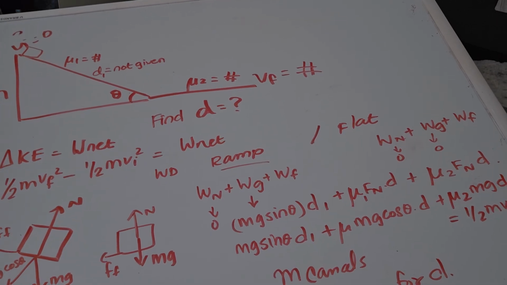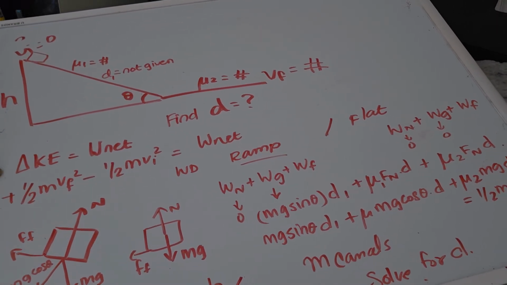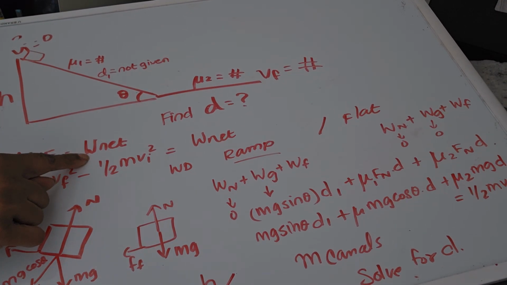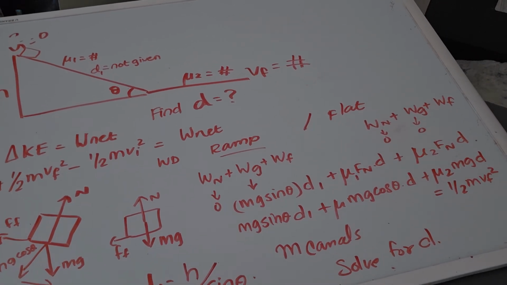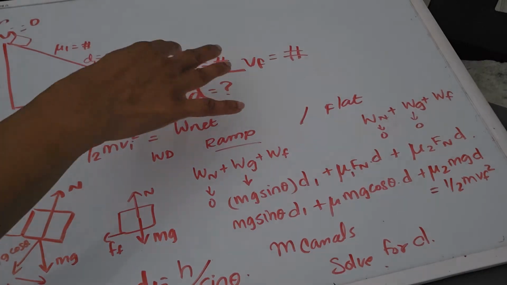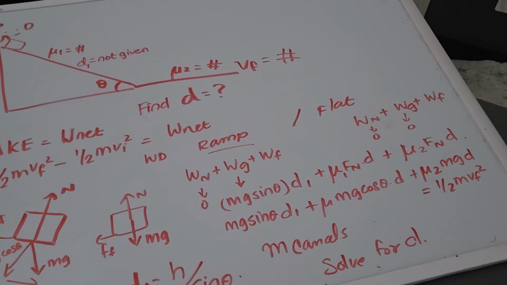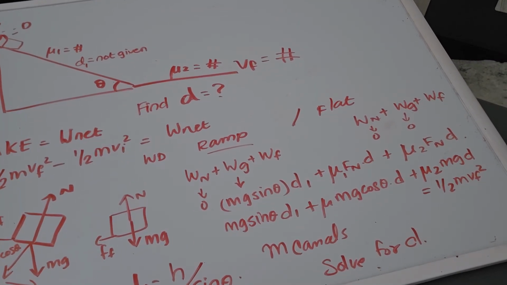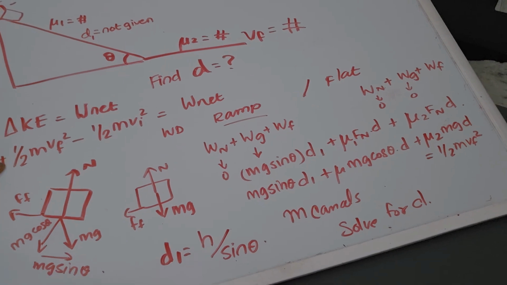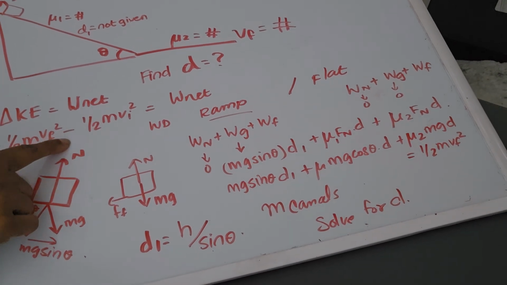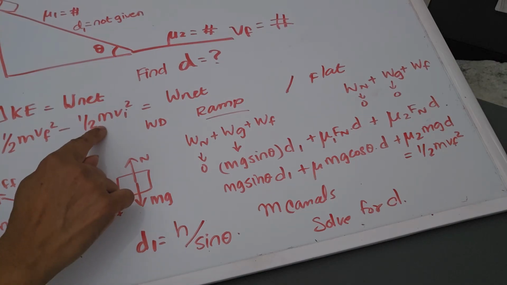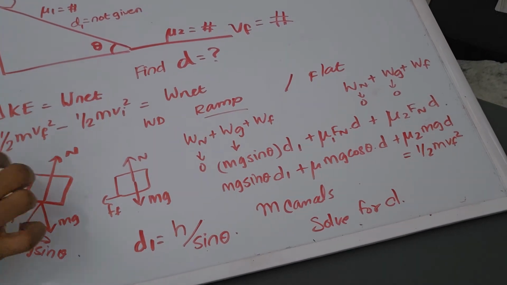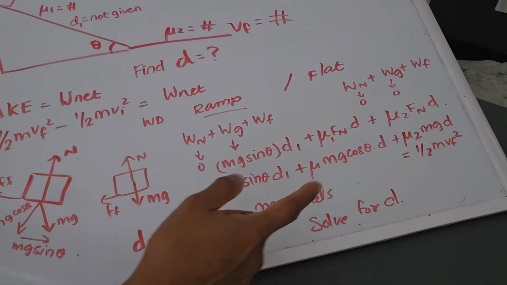So first, the work energy theorem states that the change in kinetic energy is equal to the total work done. We need to take into account all forces that contribute to work done for each of the ramp and the flat surface, and sum them to equate to the change in kinetic energy. Change in kinetic energy is 1/2 m v final squared minus 1/2 m v initial squared. Since we started at rest, that is going to be 0. So we can equate it to that.